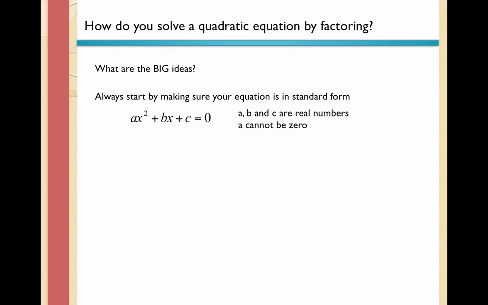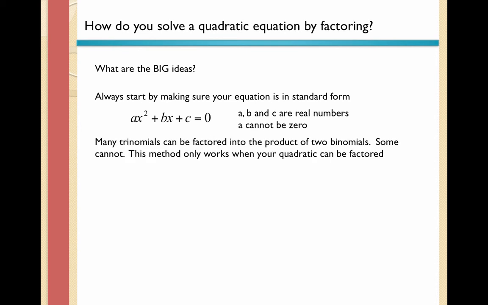So a, b, and c are any real numbers, and a cannot be 0. So you always have to have an x squared term in there, and it can't be any higher than x squared.